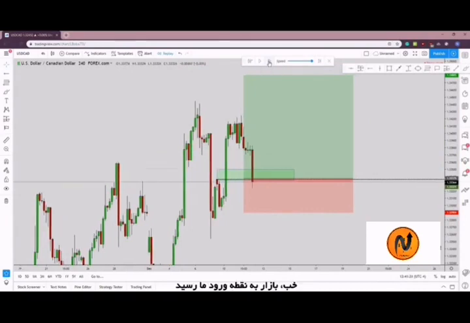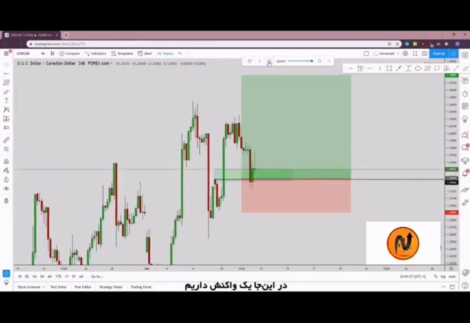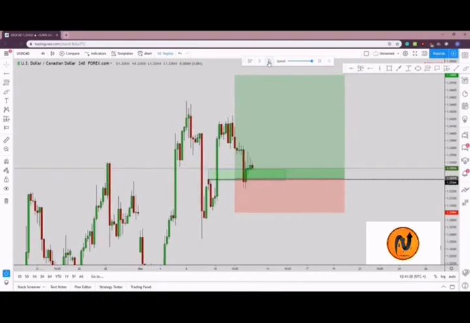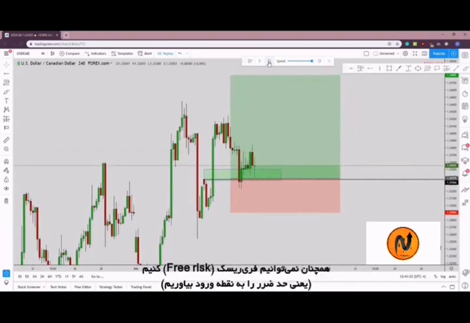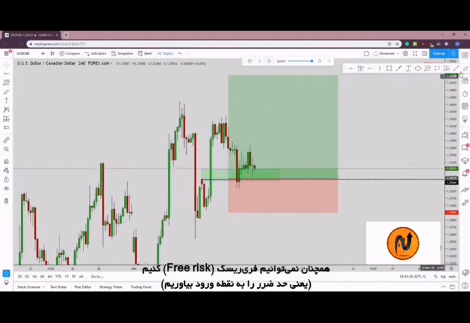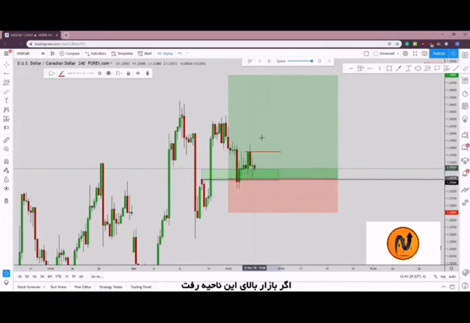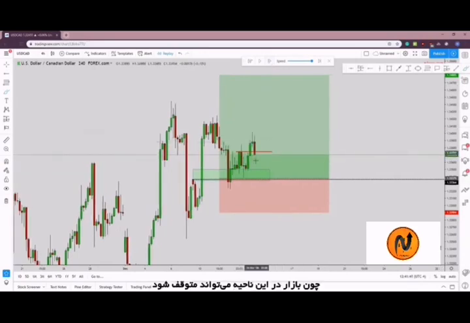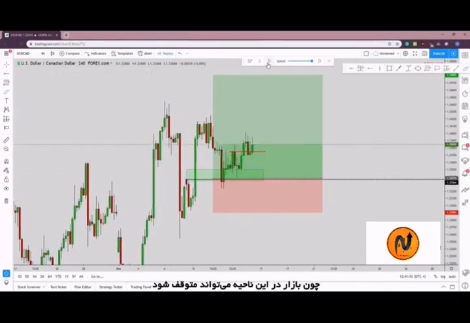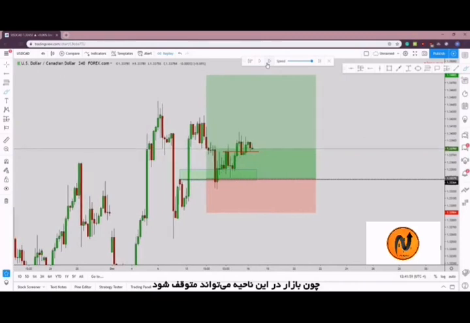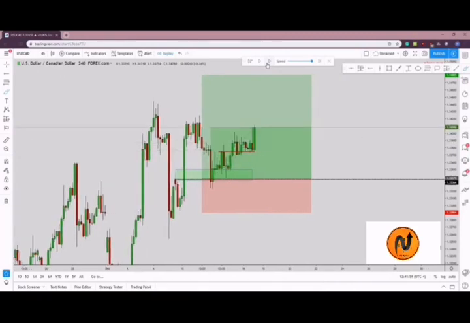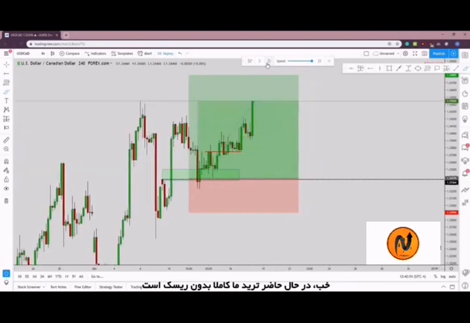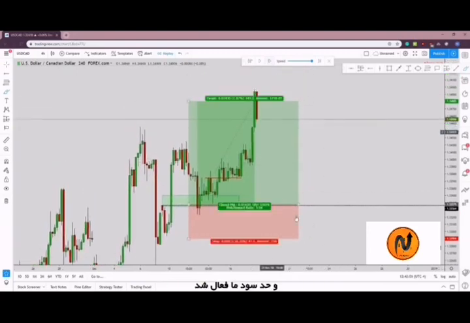Okay, the market just hit our entry, and at the moment we got a rejection. We still can't go risk-free. If now the market will break above this level, then we can go risk-free. Okay, now we can go risk-free on this trade, because basically now the market is supposed to be stopped by this area here. Perfect. Okay, at the moment we are completely risk-free on the trade, and take profit gets hit.